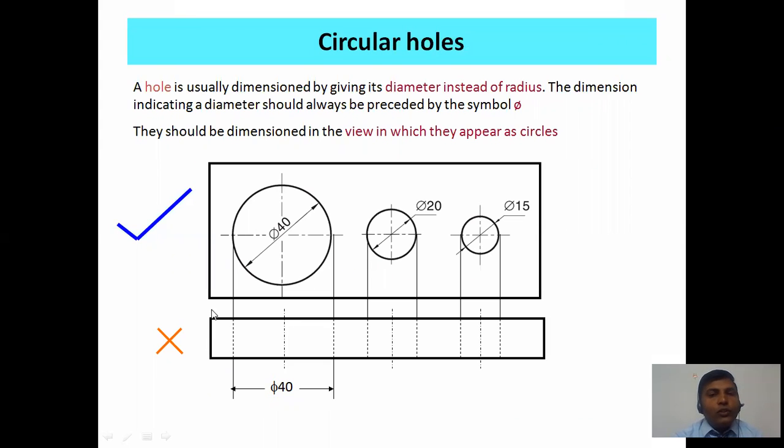So how to show the correct circular hole? The picture shows the correct way of showing the dimensions. So Φ40, Φ20, Φ15, all the holes are shown by using the phi symbol. If a radius or arc is there, then we have to show it using an arc. If the whole circle is there, then we can show it using the diameter. So holes are usually dimensioned by giving the diameter instead of radius, and the phi symbol is used.